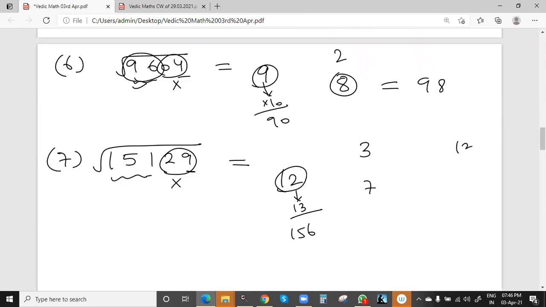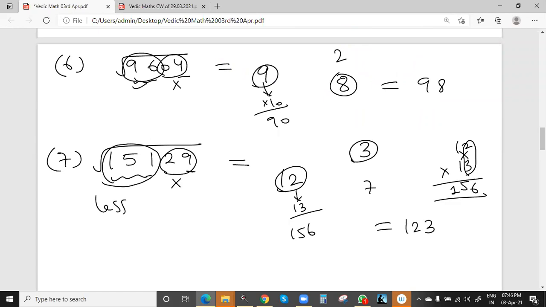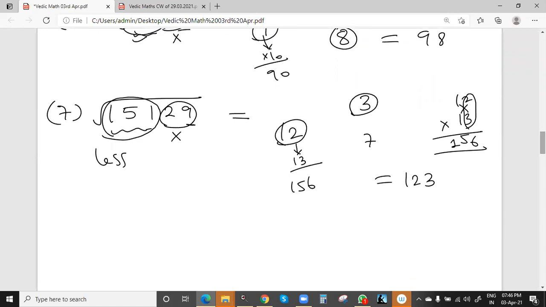For multiplying 12 with 13, we can use our shortcut method: 6, then cross 5 and 1, 156. Always check this: 151 is less than 156. Less means we take the lesser value. That is 123. Got it? Or once again I will explain. Understood? Yes, I got it. Same method every time.